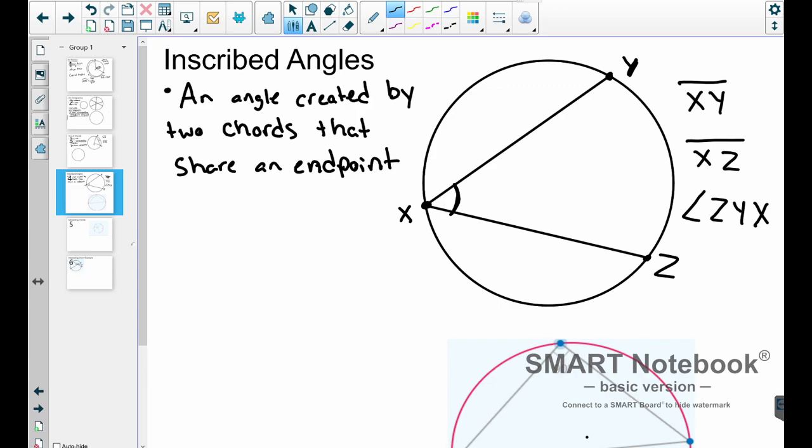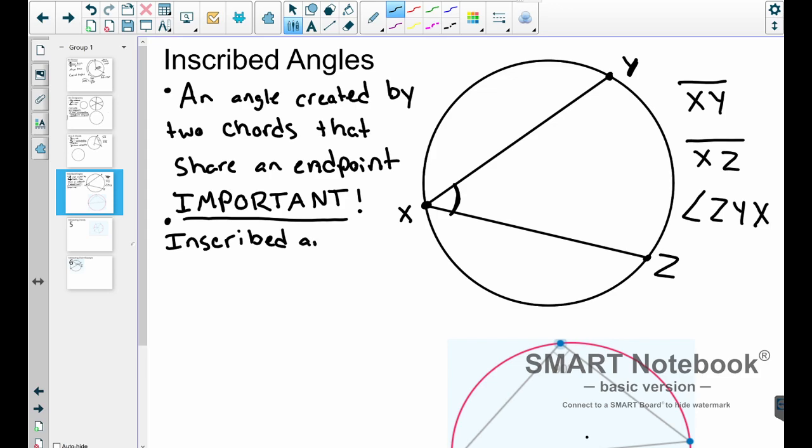Now, here is the fun part. This is a very important fact. I'm going to put important for those of you who are maybe not paying as close attention. Now's the time because we got an important fact coming up. Inscribed angles, such as the one we have over here, measure half of their intercepted arc.